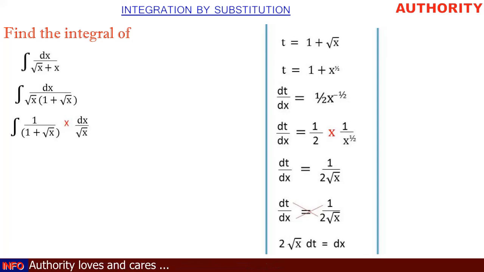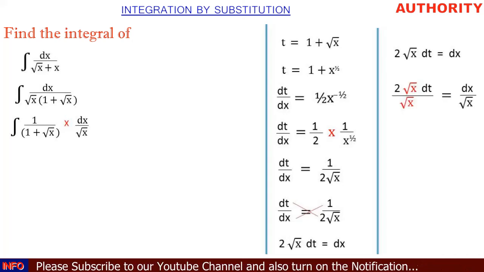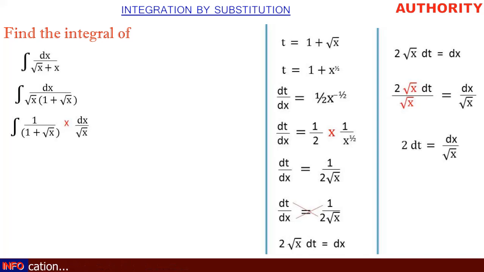So we want to get a value that we can replace this dx all over square root of x with. Here we have 2 root x dt equal to dx, and we want to get dx all over square root of x. How can we obtain it here? We can simply divide both sides by square root of x. So we have 2 root x dt divided by root x is equal to dx divided by root x. Here root x cancels root x, and we have 2 dt is equal to dx all over square root of x.